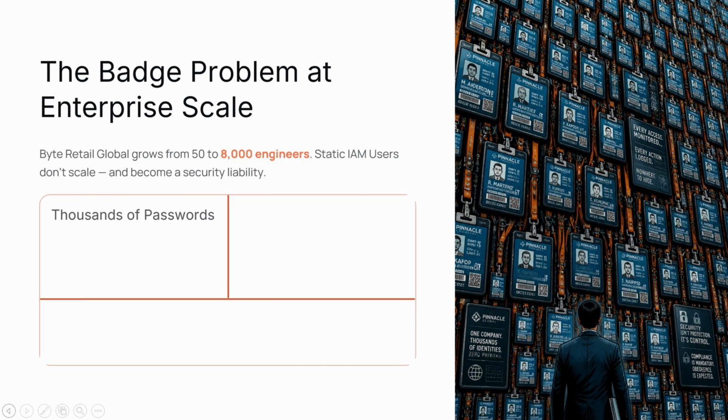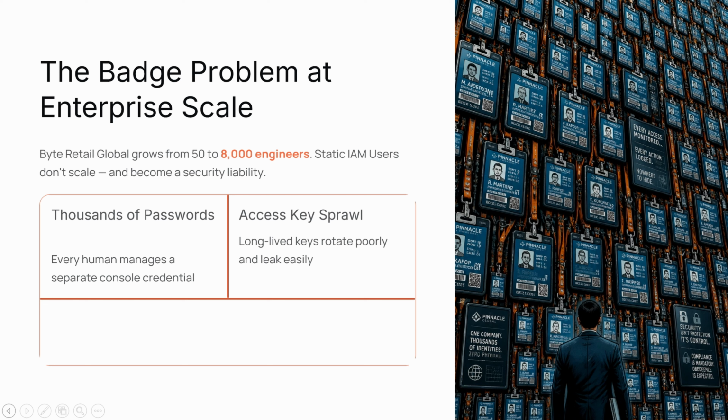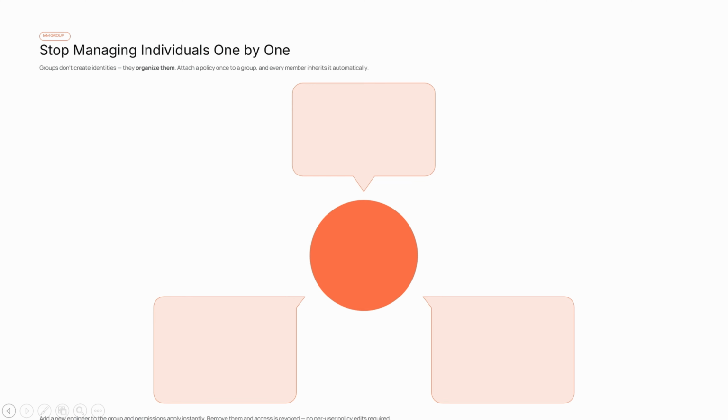Every employee has a separate password that must be protected and rotated. Many users also create long-lived access keys for automation, increasing the risk of accidental exposure. And when employees leave the company, every credential must be removed immediately. Missing even one account can leave unnecessary access active. This is why static identities become a security liability at enterprise scale. Modern cloud environments need a better way to manage permissions without editing every user individually. That's exactly where IAM groups come in.